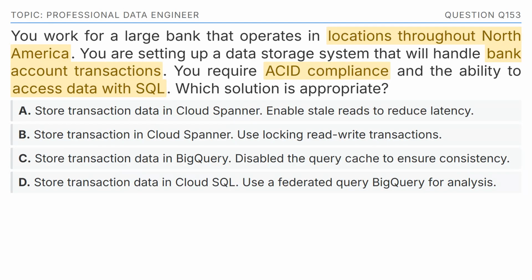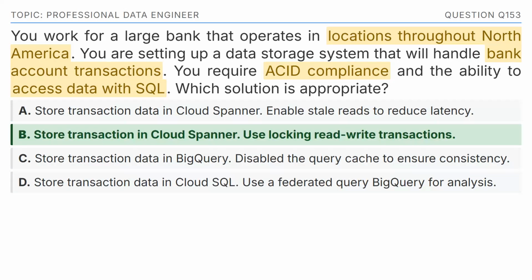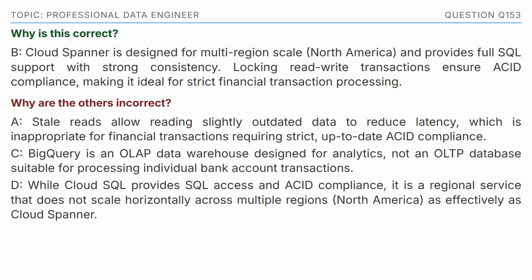To arrive at the correct answer, we focus on the keywords: locations throughout North America, bank account transactions, ACID compliance, access data with SQL. The correct answer is option B, store transactions in Cloud Spanner. Use locking read-write transactions. Why is this correct?